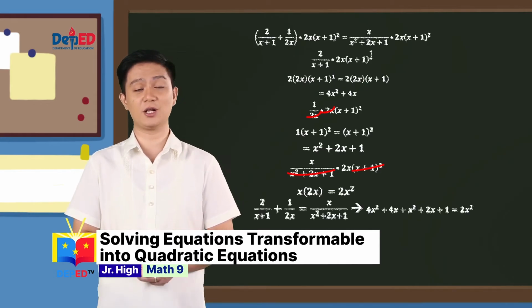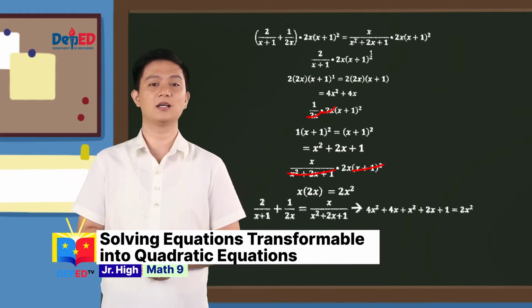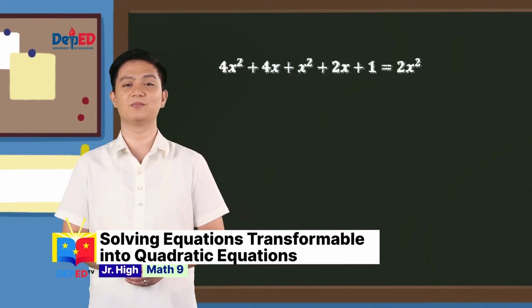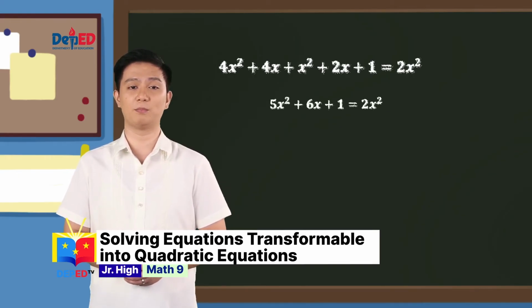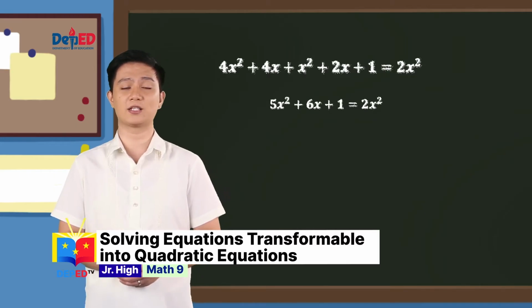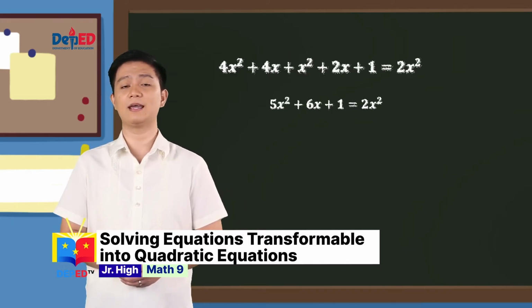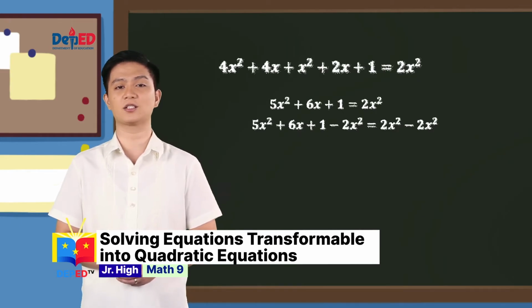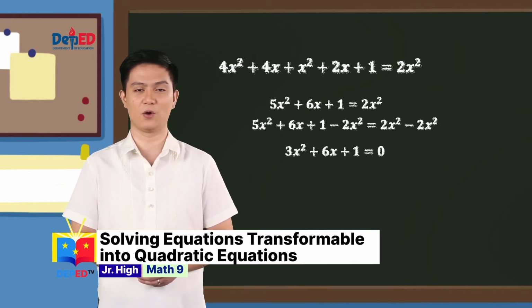The given rational algebraic equation can be written now as 4x squared plus 4x plus x squared plus 2x plus 1 equals 2x squared. Step 3. Write the obtained equation in step 2 in standard form. By combining similar terms, the left side of the equation can be simplified as 5x squared plus 6x plus 1. If we decrease both sides by 2x squared, we can now achieve the standard form of the equation, which is 3x squared plus 6x plus 1 equals 0.